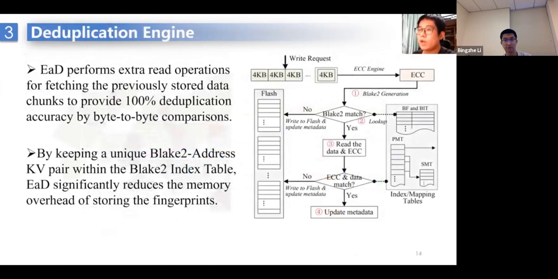The main objective of the deduplication engine is to confirm and eliminate the redundant data chunks, since different data chunks may have the same ECC value. This figure shows an illustration of the process of handling a write request in EAD. After ECC-based redundancy detection, EAD fetches the previously stored data chunk and its ECC value from the flash and performs a byte-to-byte comparison between this chunk and the data chunk in memory.